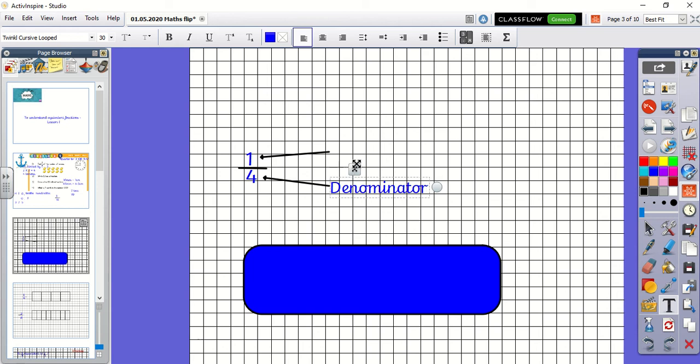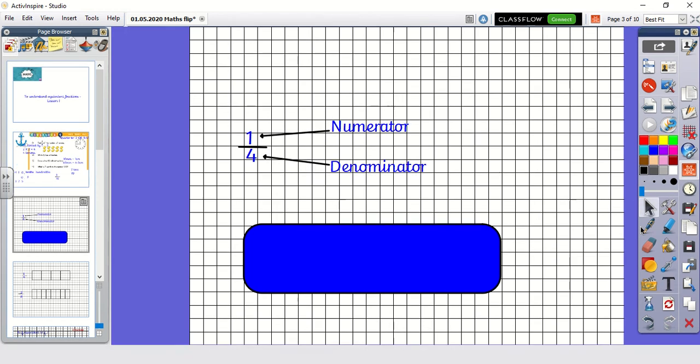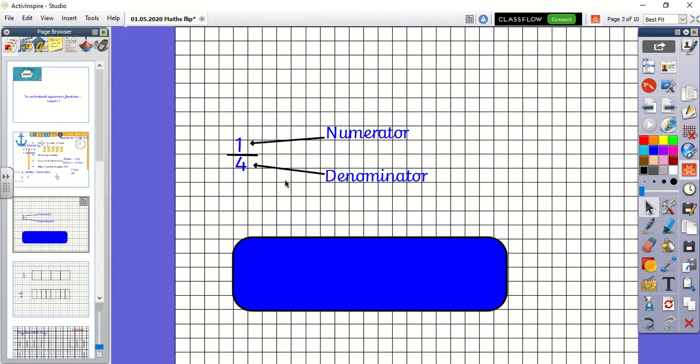All right, so if the bottom number is called the denominator, who can remember what's the top number called? It is in fact the numerator. Okay, so well done if you've got those 2 vocabulary pieces right. So we've got our denominator, which is our bottom number, and this one is our 4. So that's how many equal parts there are. And our numerator is number 1, okay? And this is how many of the parts we're using.